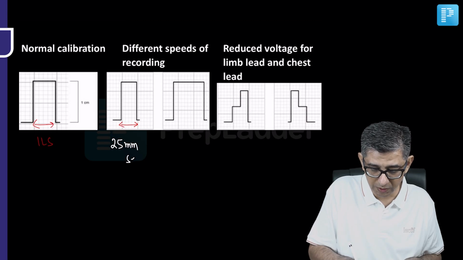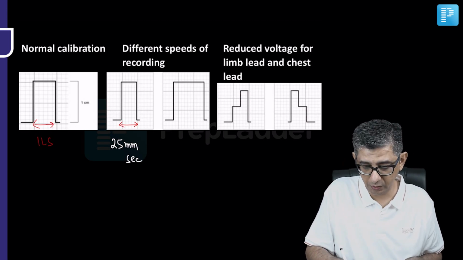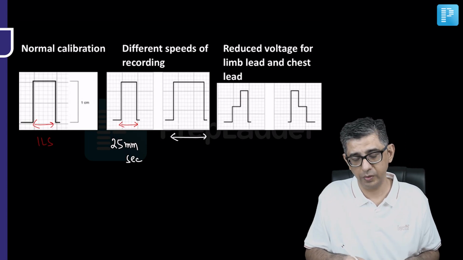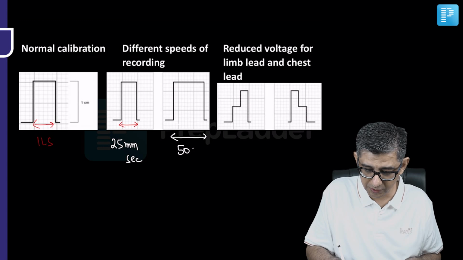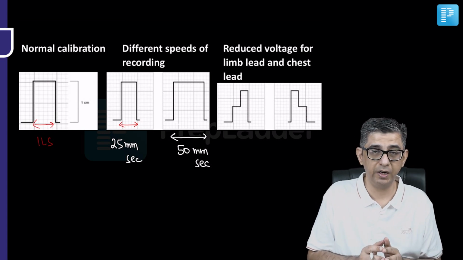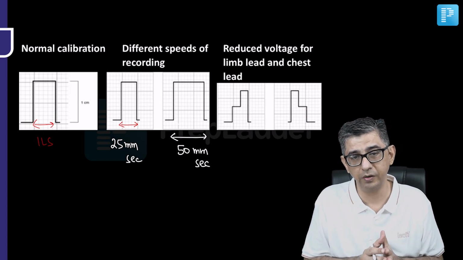However, if you cast a glance at the second representation, you can see it's a little broader, going up to approximately 2 large squares. So this would be 50 millimeter per second. So we can vary the speed at which the paper is moving, and we can use that to our advantage, especially if there are fast ventricular rates.